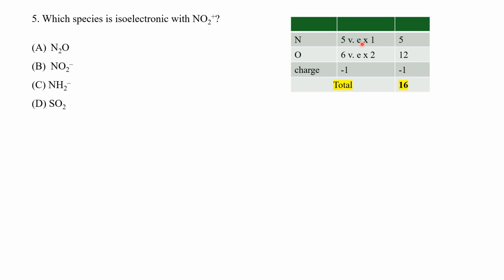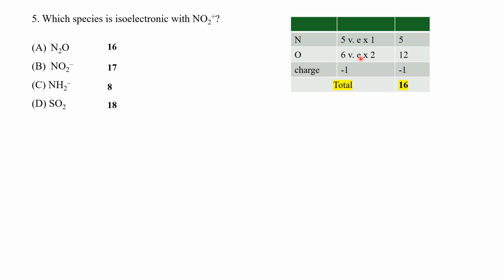Nitrogen 5 valence electrons times 1 nitrogen atom, 5 electrons. Oxygen 6 valence electrons times 2, 12 electrons. Charge. So NO2 has a plus charge. So if the ion contains a plus charge, we need to subtract an electron. So 5 plus 12 is 17, minus 1 is 16 total valence electrons on NO2 plus. Now N2O 16 electrons total, NO2 minus 17 valence electrons, NH2 minus 8 valence electrons, and SO2 18 electrons.